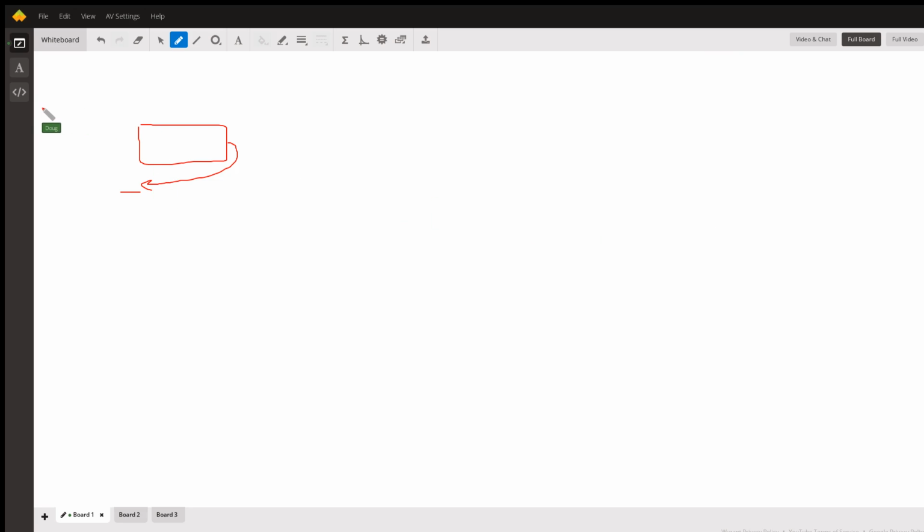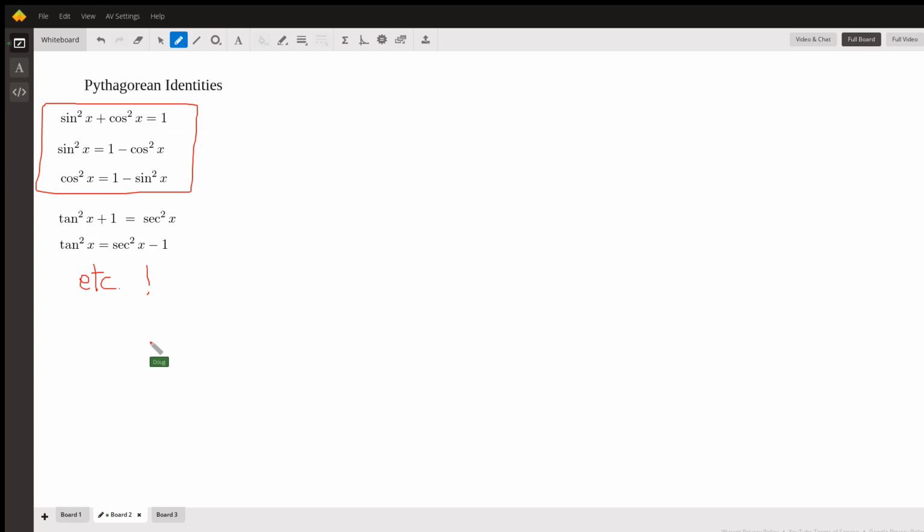And you made the comment, I don't understand how to figure out which identity to use. It is a little bit of an art form. There's more than one way to do some of these problems. But what you have to realize is that all of these identities, not just the Pythagorean identities, I'm using this as an example, can take on different forms.